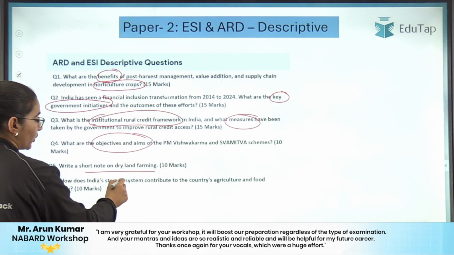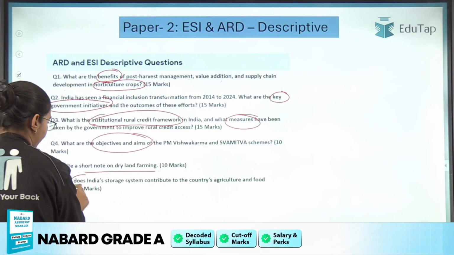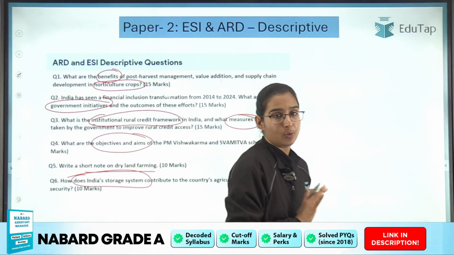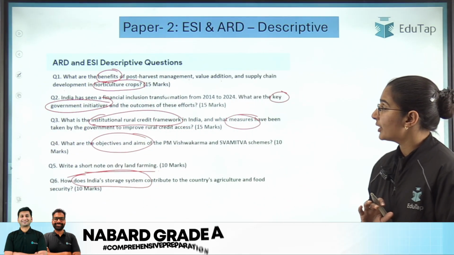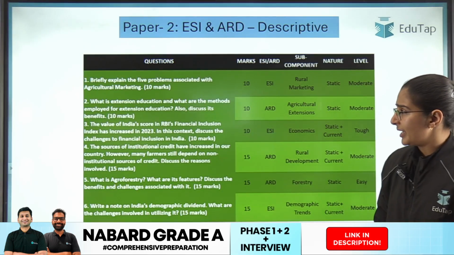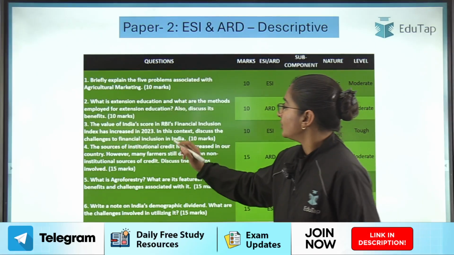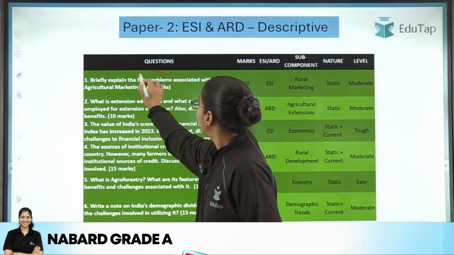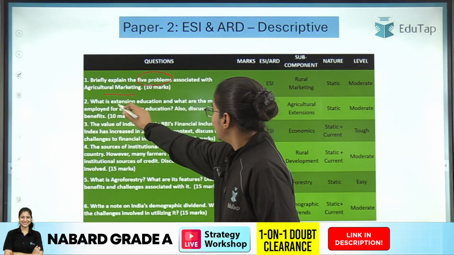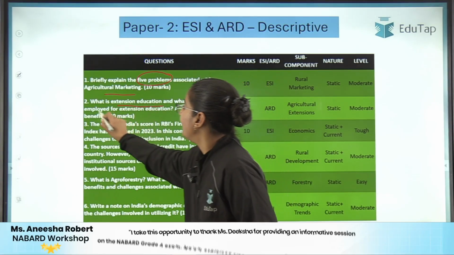How does India's storage system contribute to the country's agriculture and the food security, right? Now students, if you have a look at these questions and the other questions from the 2023 paper, you will realize, okay, let me show you the questions from the 2023 paper also. So this says, explain the 5 problems associated with agriculture marketing. What is extension education? What are the methods employed and discuss its benefits?